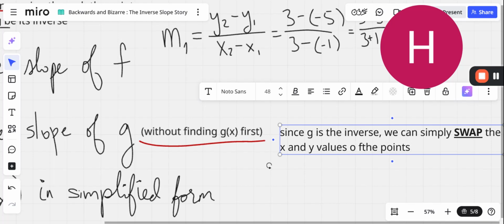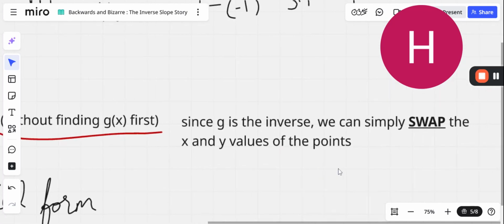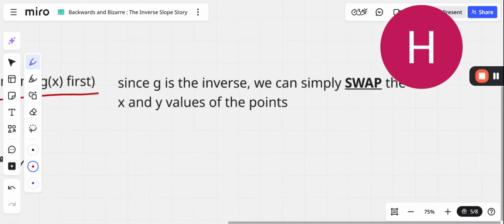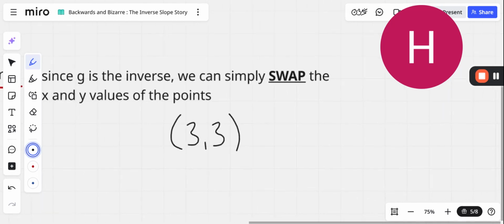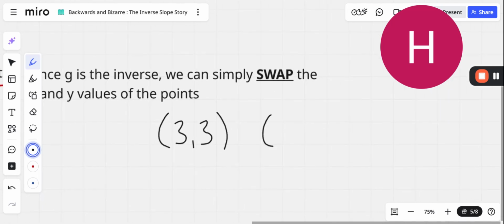And then we need to find the new slope between these 2 points. So that means that the first point is going to go from (3, 3) to (3, 3). It actually doesn't change much at all. If we swap 3 and 3, it just stays 3 and 3. And then we're going to have (-5, -1). So you might be able to notice what that does to the slope.